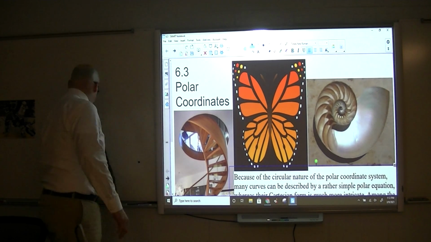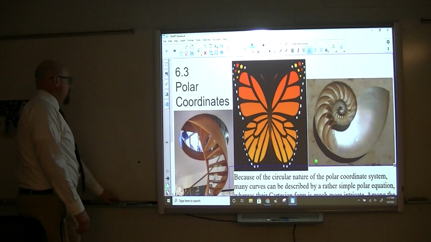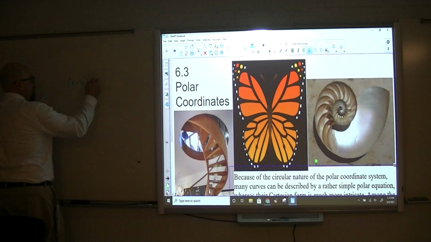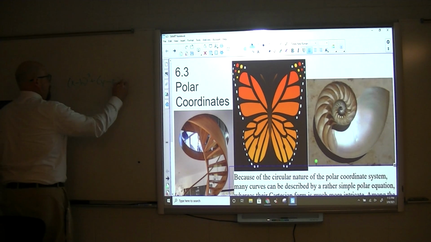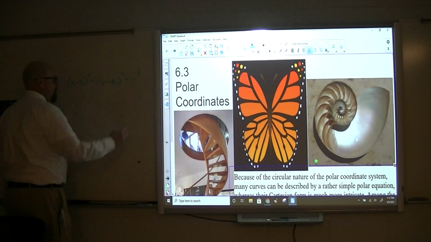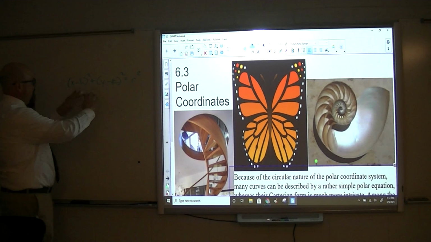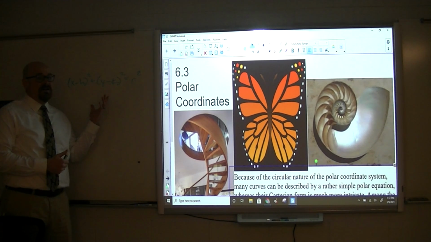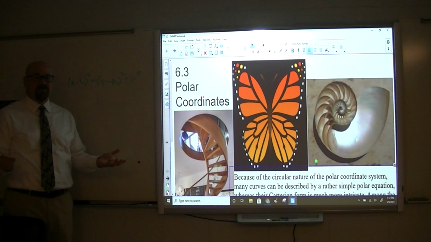Just as, if you can see this, I don't want to spend too much time, but why is the equation of a circle so complicated looking? Why do I have to square all of these things and have all of these differences in binomials? It's because we're trying to graph something that's round in a square graphing system, okay?